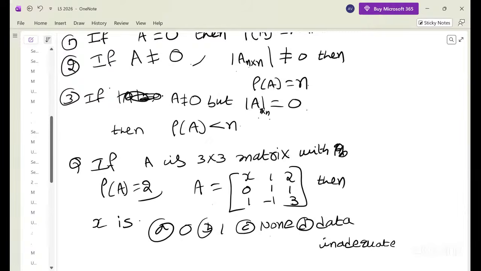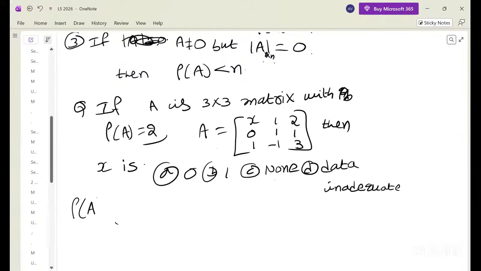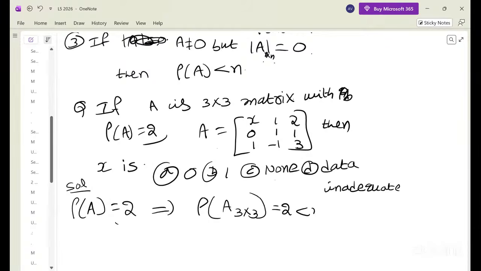So the interesting part of such questions is, observe, what is the order of A? A is 3 by 3. So rank of A is 2 means, what is n? 3. n means the order of the matrix. Rank is 2, the order is 3, so rank is less than 3. Rank less than n, then the determinant is 0.